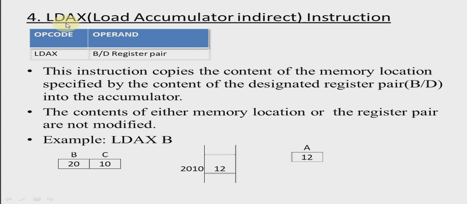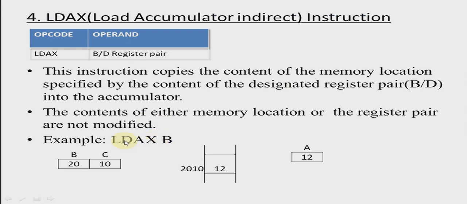The next instruction is LDAX. This is known as load accumulator indirect. This instruction has a B or D register pair as an operand. This instruction copies the content of the memory location specified by the designated register pair. What are the designated register pairs here? Only the B or D register pair. We cannot use the HL register pair here. The content of either the memory location or the register pair is not modified.